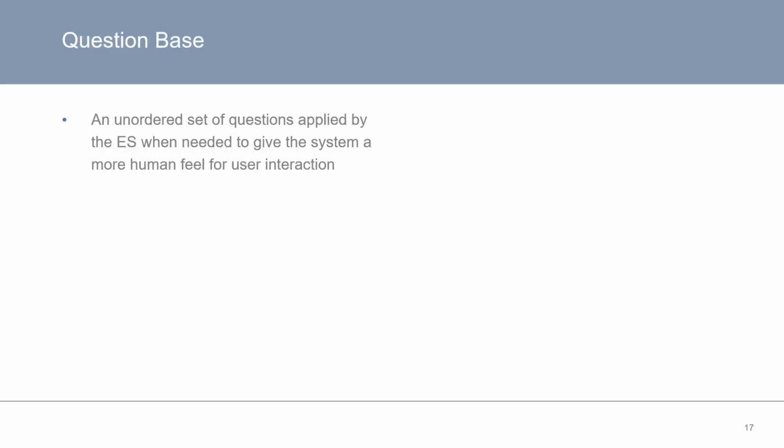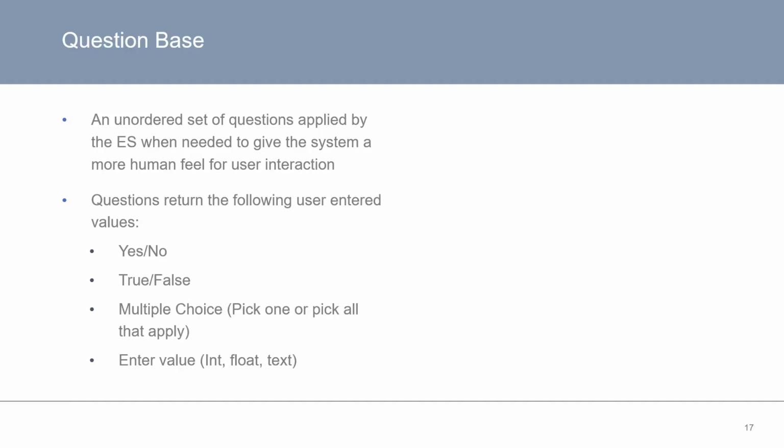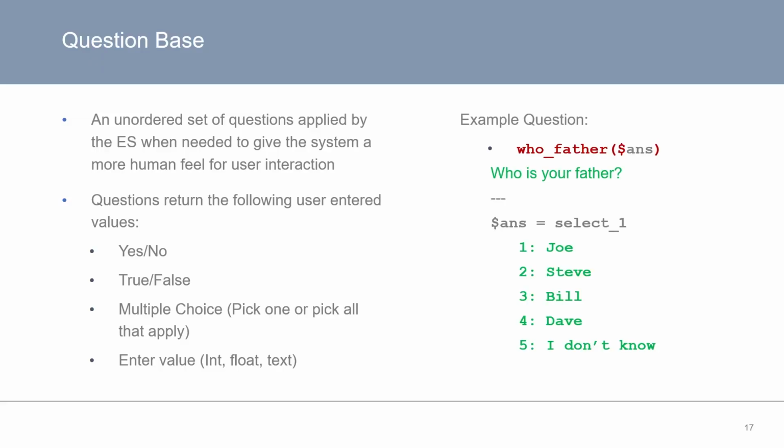And now let's look more closely at the question base. This is an unordered set of questions applied by the expert system in order to give the system a more human feel for user interaction. Typically, questions return the following user-entered values, such as yes or no, true or false, multiple choice, where the user has to pick one or all that apply, or enter a value, and that value could be an integer, float, or text. Here's an example of what a question might look like in an expert system.